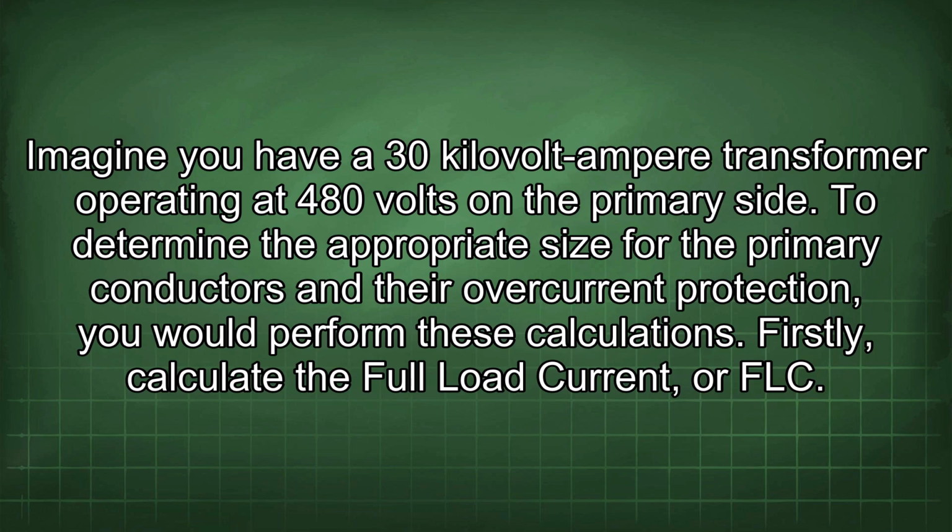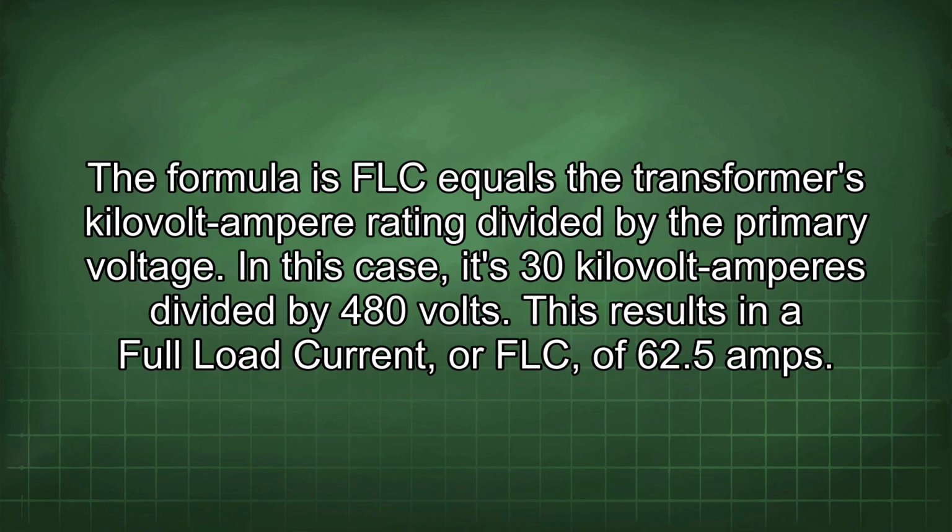Firstly, calculate the full load current, or FLC. The formula is FLC equals the transformer's kilovolt ampere rating divided by the primary voltage. In this case, it's 30 kilovolt amperes divided by 480 volts. This results in a full load current, or FLC, of 62.5 amps.